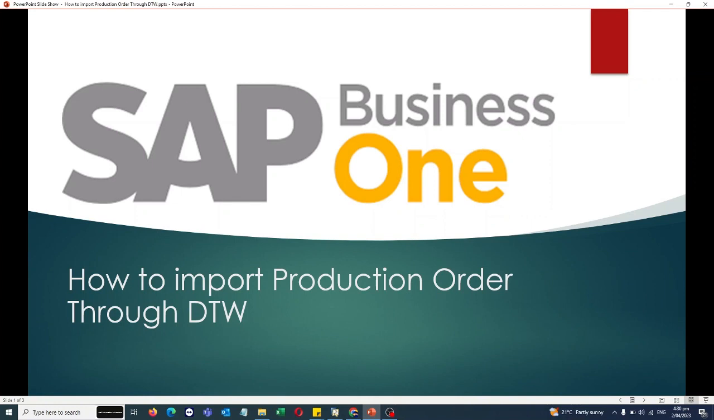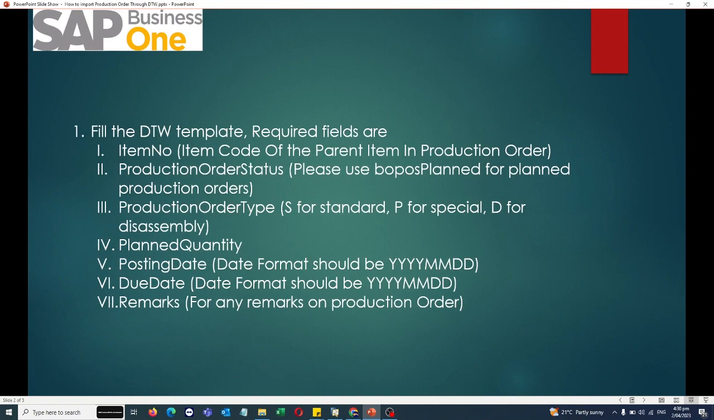The process to import the production order is very simple. There is no rocket science. First of all, you need to find the DTW template. You can find it in the C drive on the PC where DTW is installed. And in most cases, you need only the header template. You don't need the rows template.